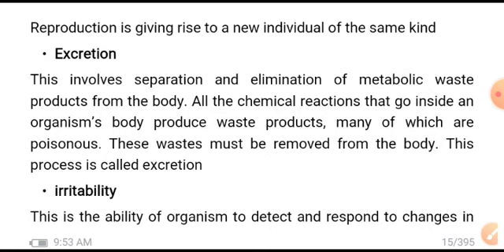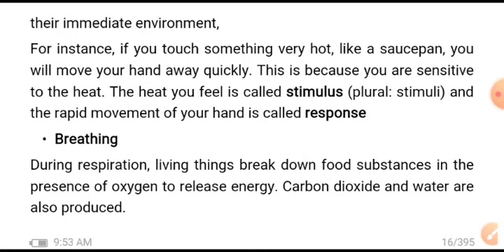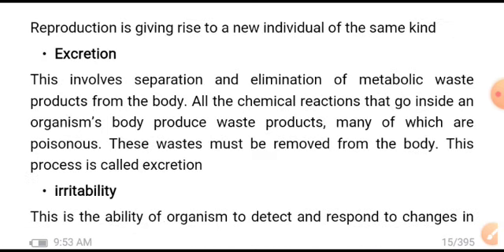Irritability is another characteristic of living beings. Irritability is the ability of an organism to detect and respond to changes in its immediate environment. Even though organisms exist in an environment, they are faced with things in it, for instance, a change in temperature, whether the environment is hot or cold, or a predator coming to prey.